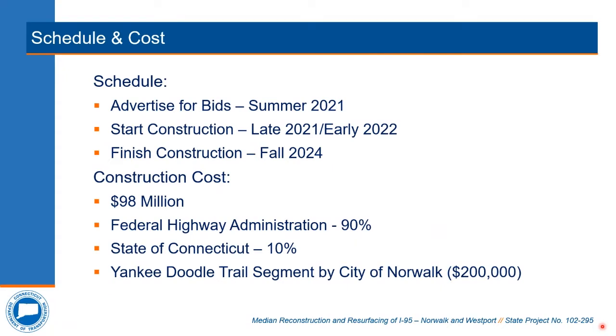The construction cost, based on the final design, is estimated to be $98 million. That amount is funded 90% by federal funds and 10% through the state. The Yankee Doodle Trail segment, which was talked about earlier, is being paid for by the city of Norwalk and costs approximately $200,000.